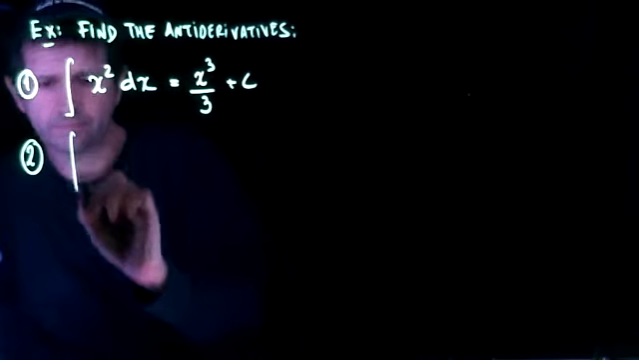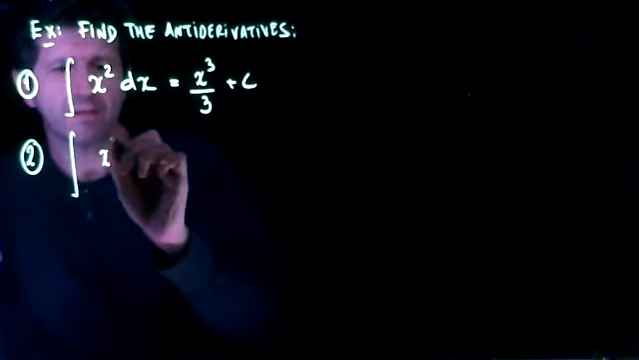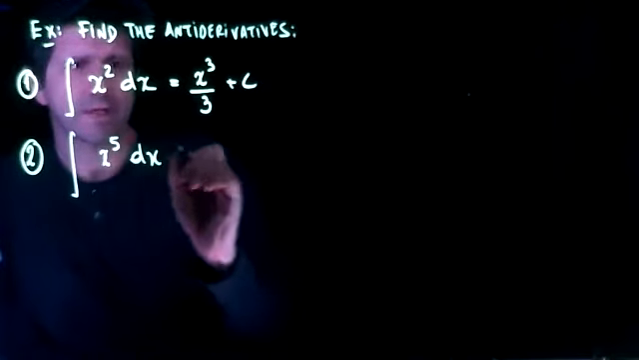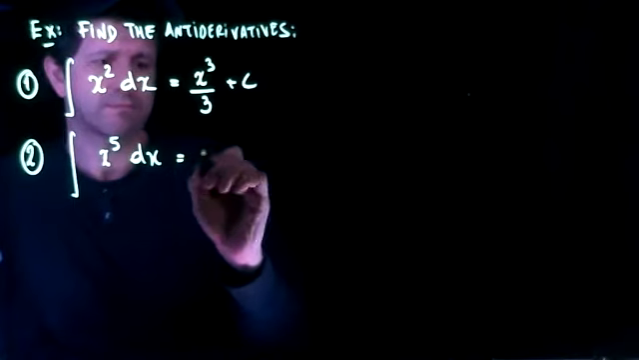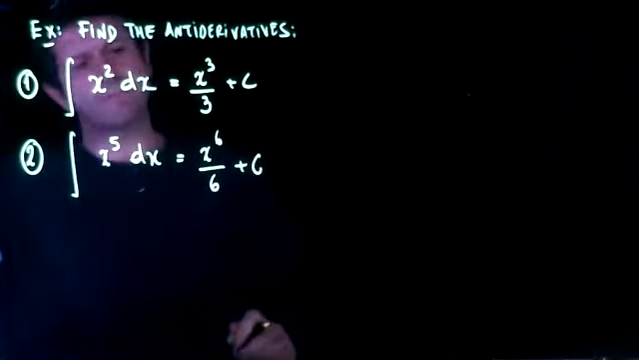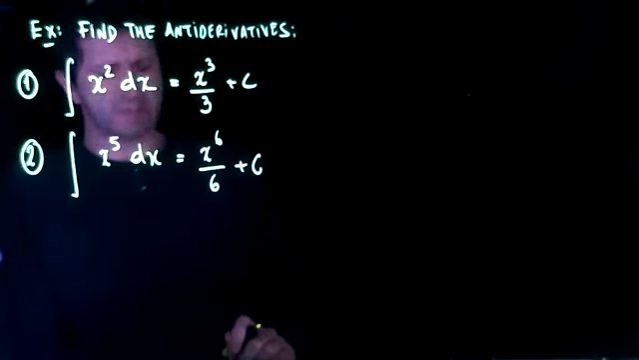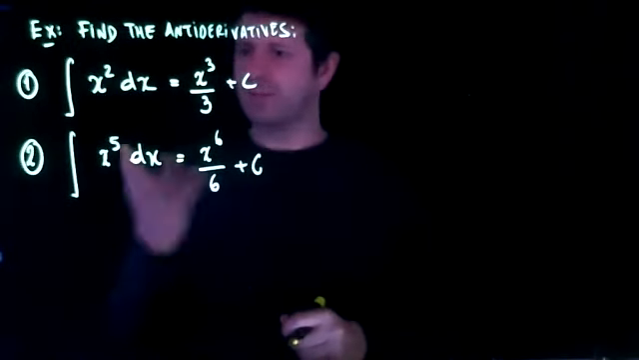Again, number 2, the antiderivative of x5 dx. x6 over 6 plus c. Is this clear for everybody? So I see a pattern here.